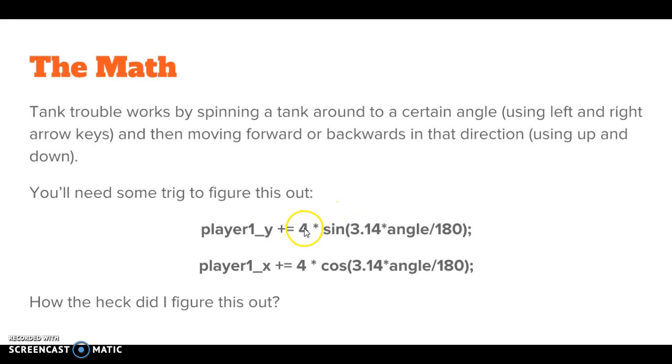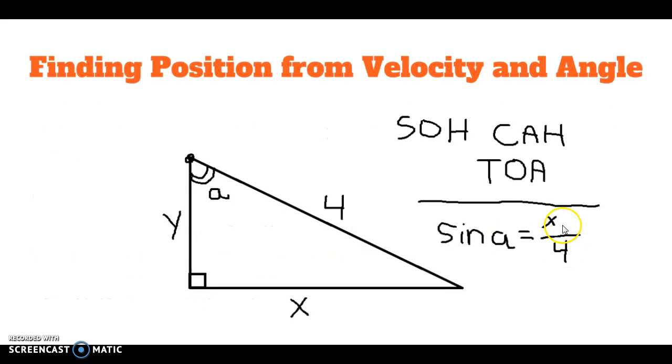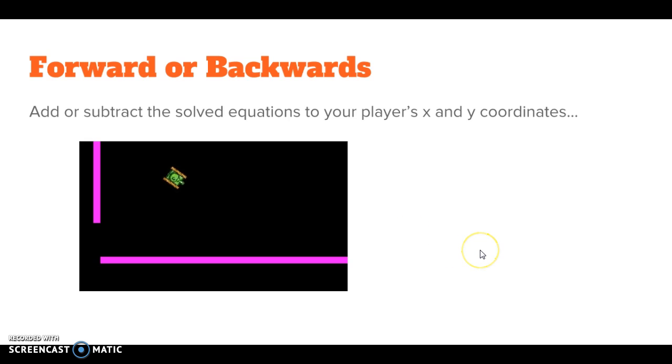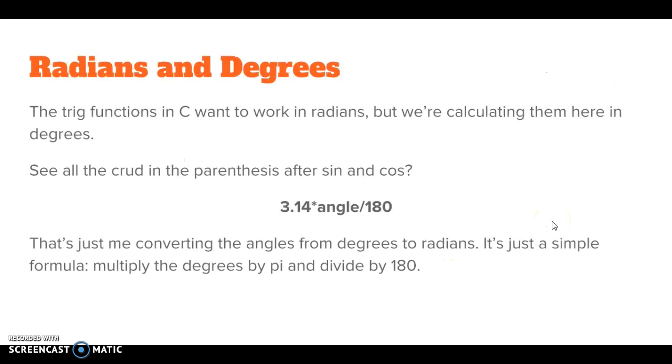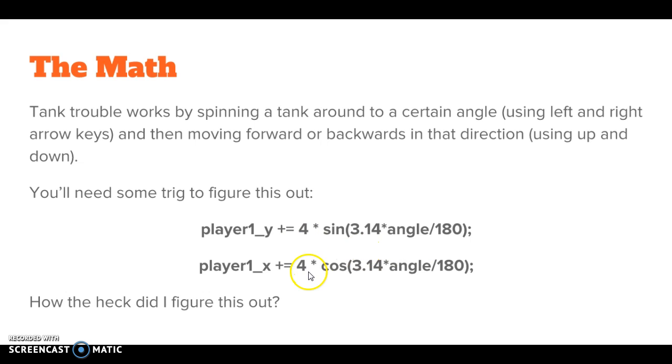So you can see here's our 4, and here's our sine of angle. So all we did is we just multiplied both sides by 4, so you have 4 times sine A, sine of your angle, equals x. Repeat the same thing with y, and you've got that direction too.